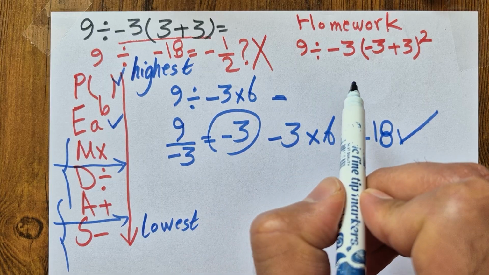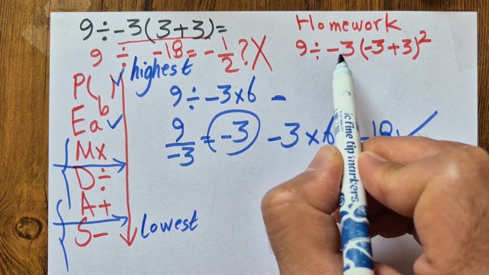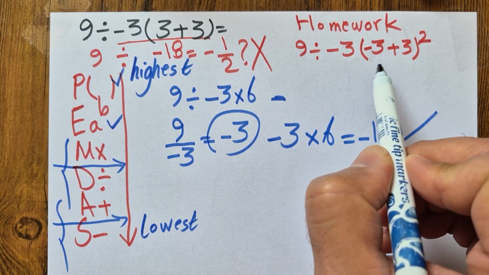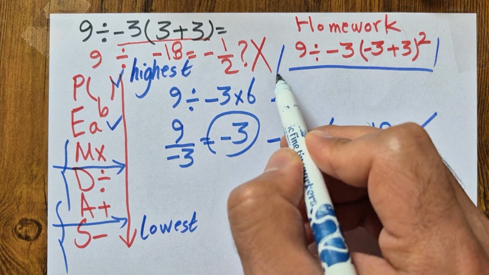For your homework, I tried to complicate it further. So 9 divided by minus 3, and then inside the parentheses, minus 3 plus 3 squared. So make sure, I really look forward to seeing your answers.